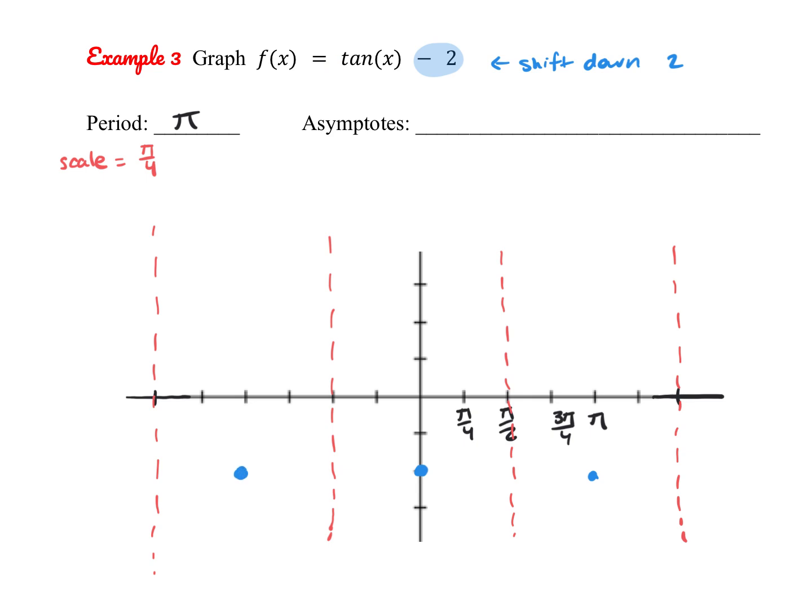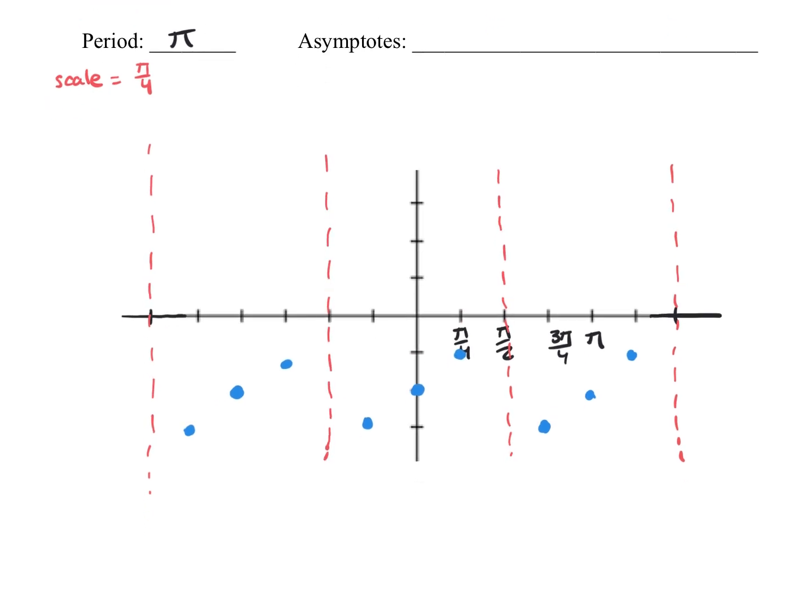Now my a value is 1, so the vertical distance to my quarter waypoints is 1. So I'm going to go up 1, and then to the right pi over 4, and then down 1 and to the left pi over 4. So you need to start by placing your midway point, and then from there you go up a units, and then to the right, whatever you're scaling by, and then same when you're going down.